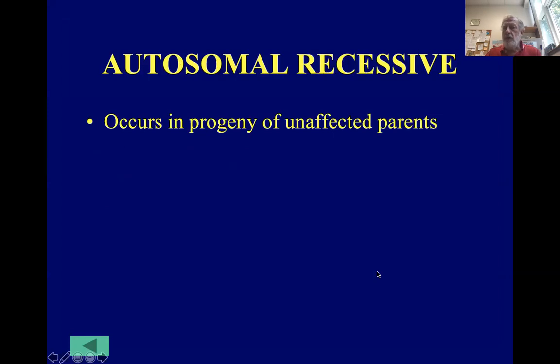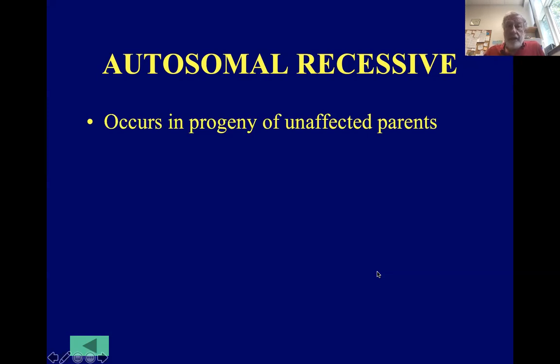So first I'll list some characteristics of the particular mode of inheritance, show you some pedigrees, and then give you some examples of genetic disorders that follow this mode of inheritance. So, autosomal recessive.